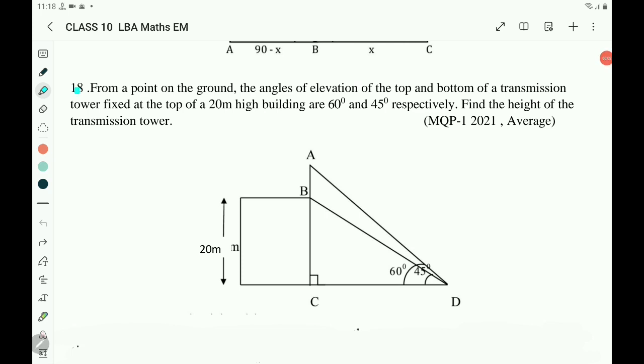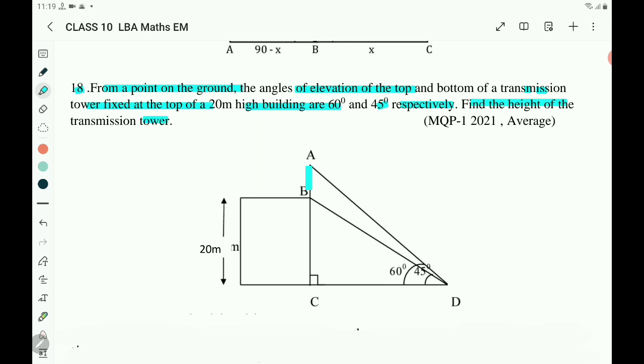Take question number 18. From a point on the ground, the angles of elevation of the top and the bottom of a transmission tower fixed at the top of a 20 meter high building are 60 degree and 45 degree respectively. Find the height of the transmission tower.